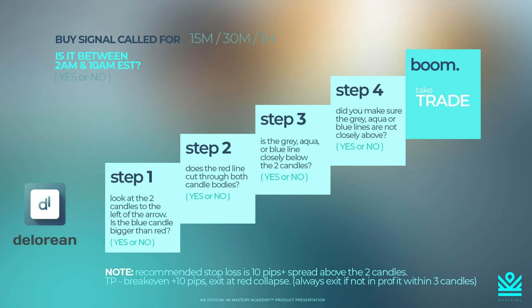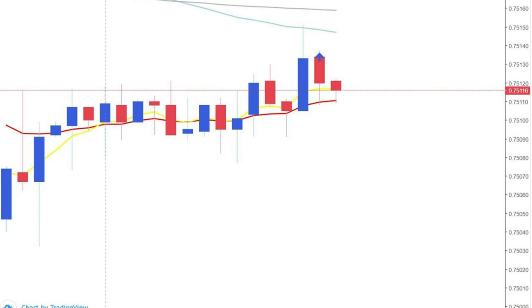We read it. Did you make sure the gray, aqua, or blue line are not closely above the two? We take a look. Okay, look at the arrow. Look at the price. We're at like 0.7513. Look at the next line above us. All right, the blue one's already wicking to it. You should already throw it out when you're wicking to it anyway, just as a framework. But let's say you didn't know that.